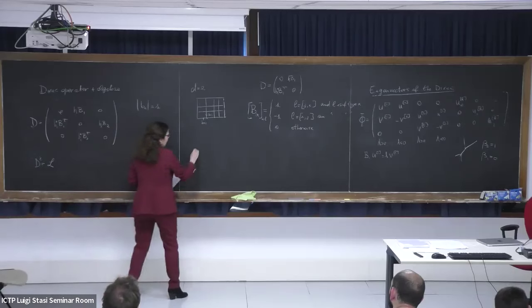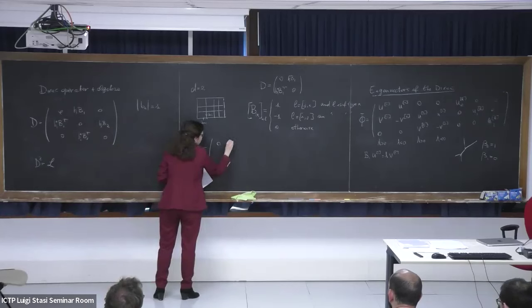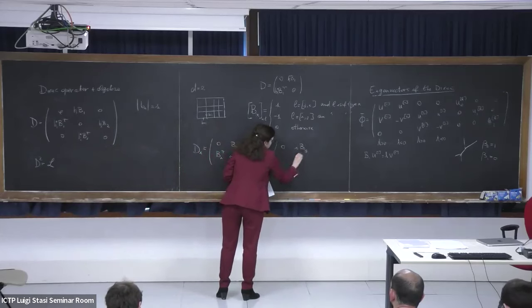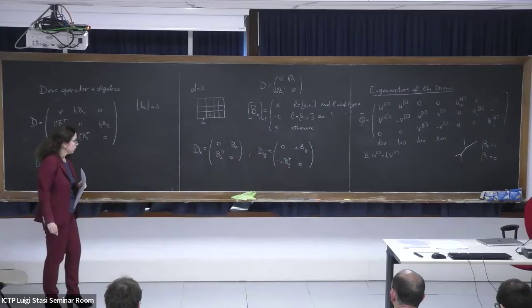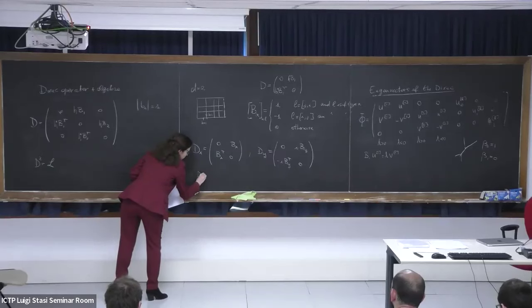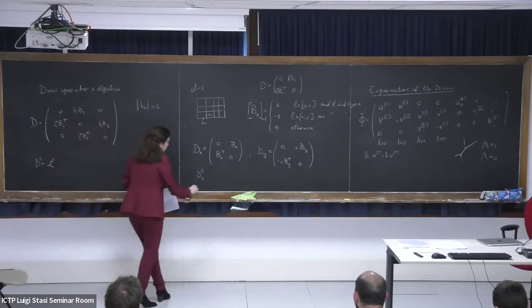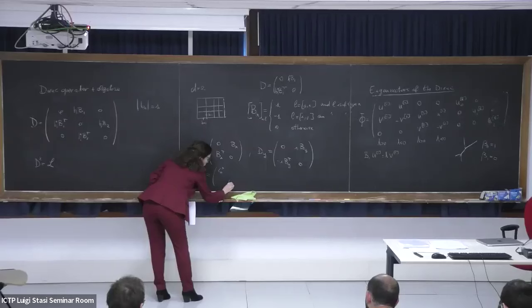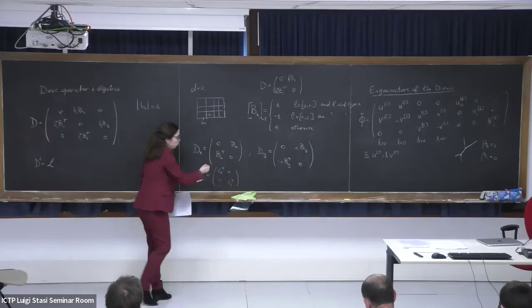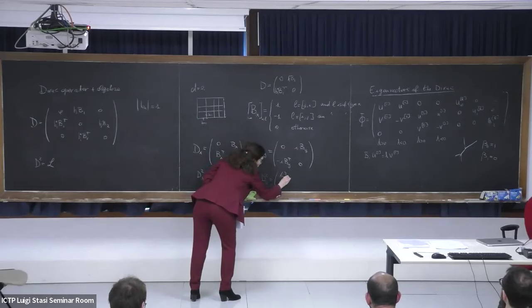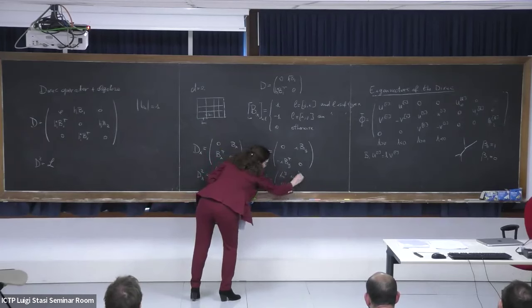Okay? And then I can define Dx and I can define Dy. Dx squared is the graph Laplacian only taking account of the x links. So here I will have L0x, and here I will have L1 down x, but it's only L1. And when I do Dy squared, it will be L0y, only taking account of y edges.